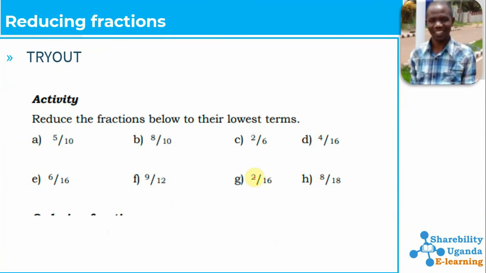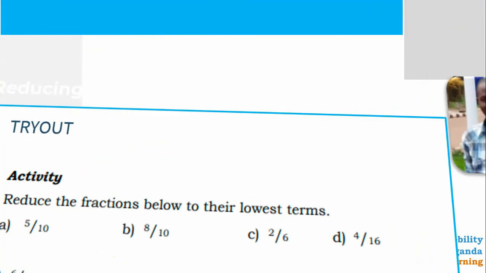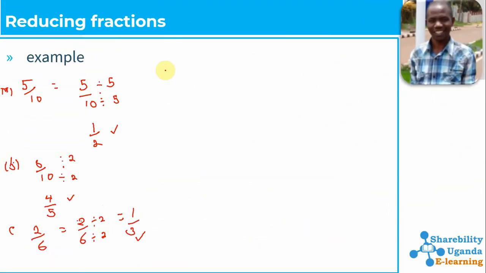Part D, we have 4 out of 16. Let's get somewhere to write very well here. We have our 4 out of 16. Then we use our same factor which is a 2. So here we get our 2 out of 8. We still divide this by 2 because our 2 can divide the 2 and 8. Then here we shall come up with our 1 out of 4.